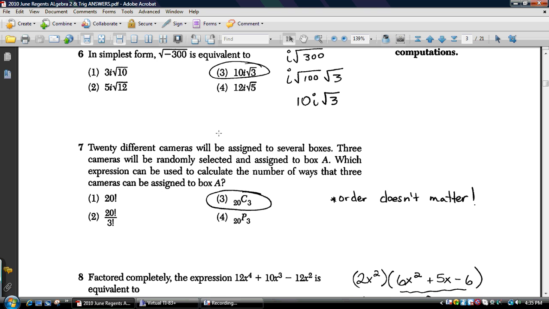20 different cameras will be assigned to several boxes. 3 cameras will be randomly selected. Which expression can be used? Order doesn't matter, so it doesn't matter the order that you're picking them out. No camera is assigned a specific duty. When order doesn't matter, use C. There's 20 cameras, so it's 20C3.